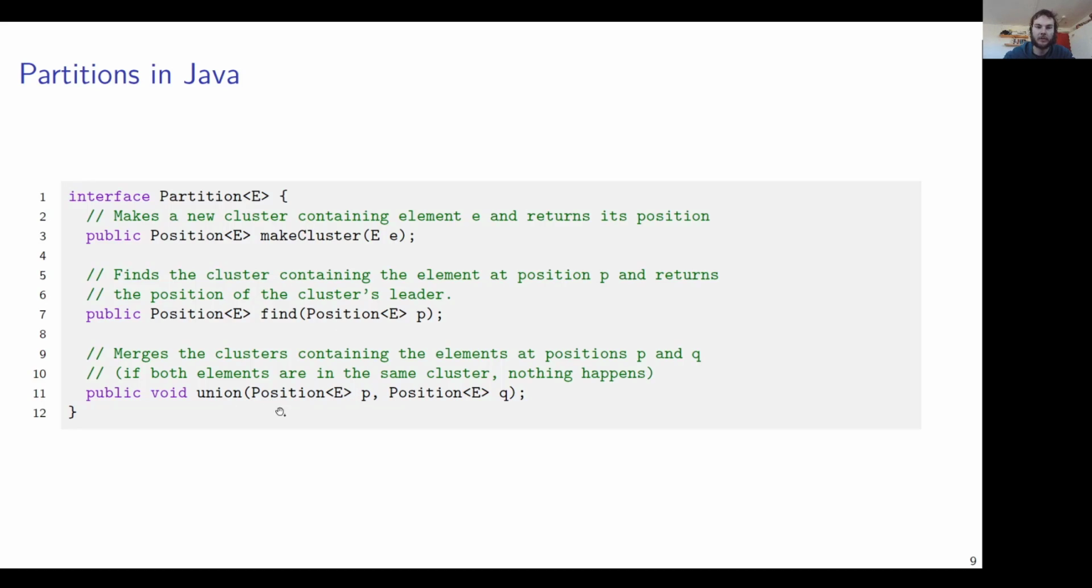And then the last method needed in this partition is to make a union of two clusters. Because of course, that's what we're constantly doing, right? We're constantly making a union of two clusters when adding an extra edge. So we make a union of the clusters with vertex P and vertex Q.